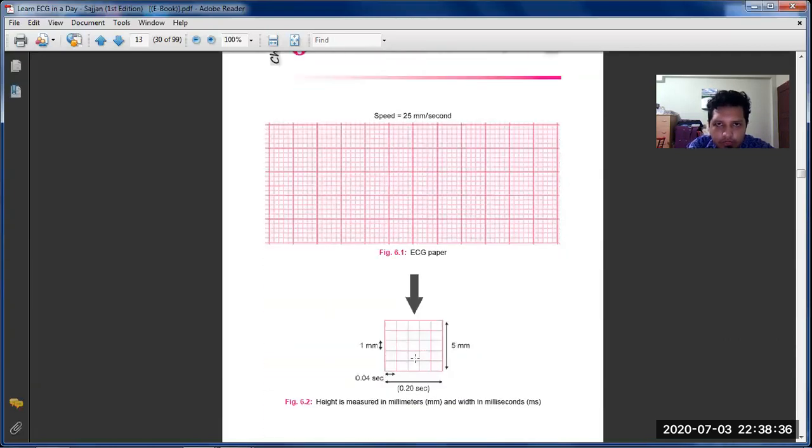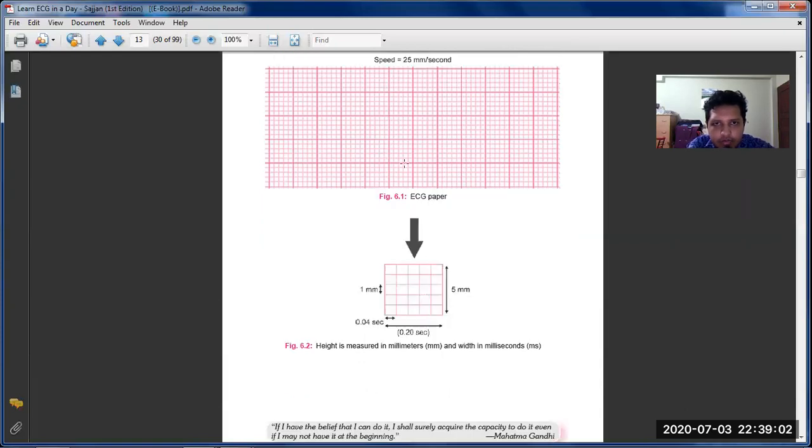Now some ECG morphologies. Suppose this is an ECG paper, and 25 millimeters per second is the rate of conduction of that ECG paper. So 1, 2, 3, 4, 5. These 25 small squares, 25 millimeters, are passed in 1 second. Now let's look at a small square individually. This is a small square. So 25 millimeters per second means this one small square length is 0.04 second.